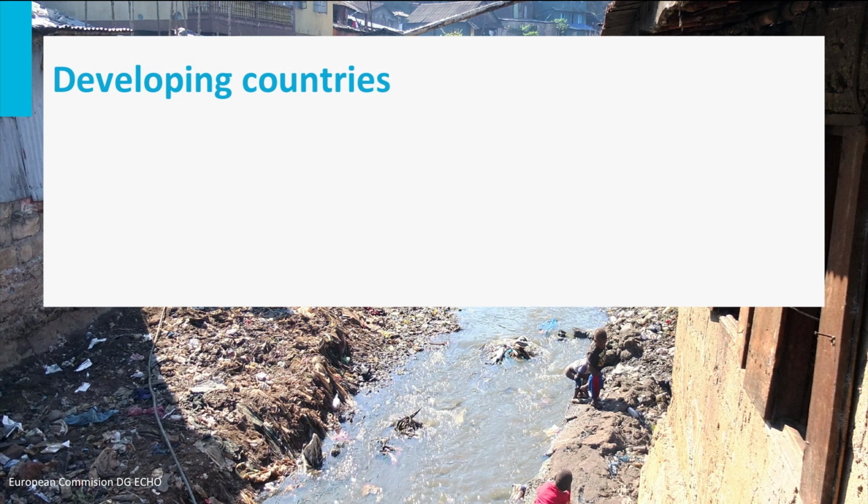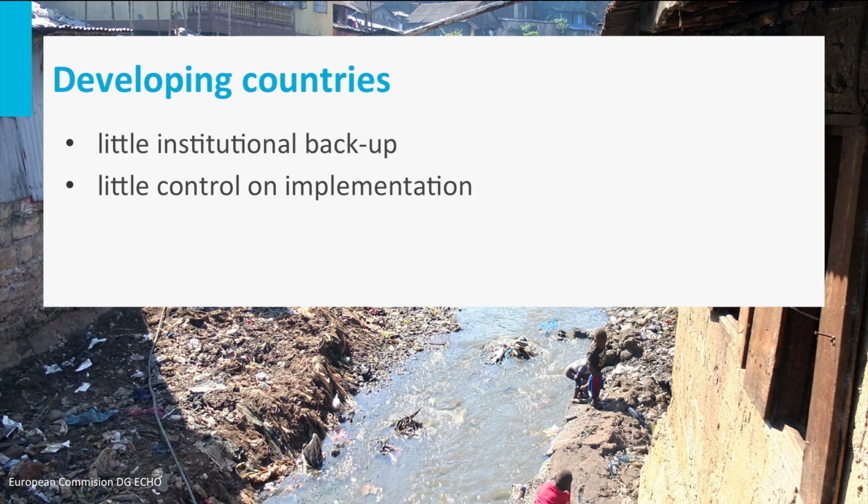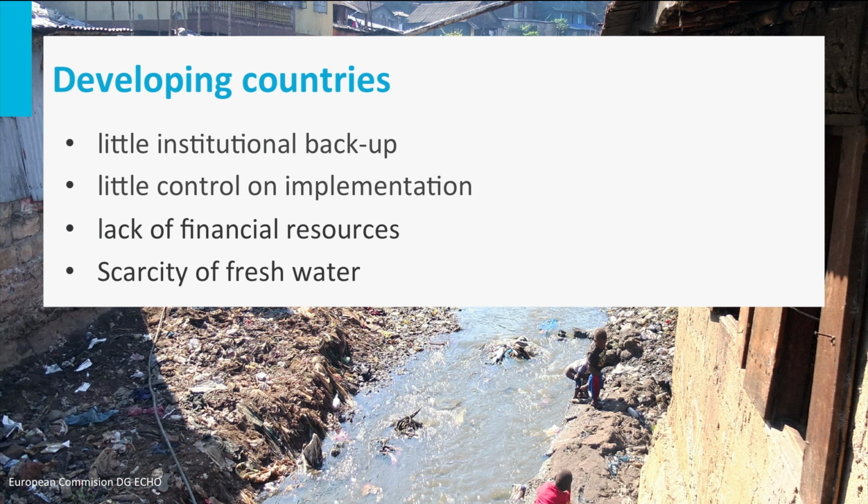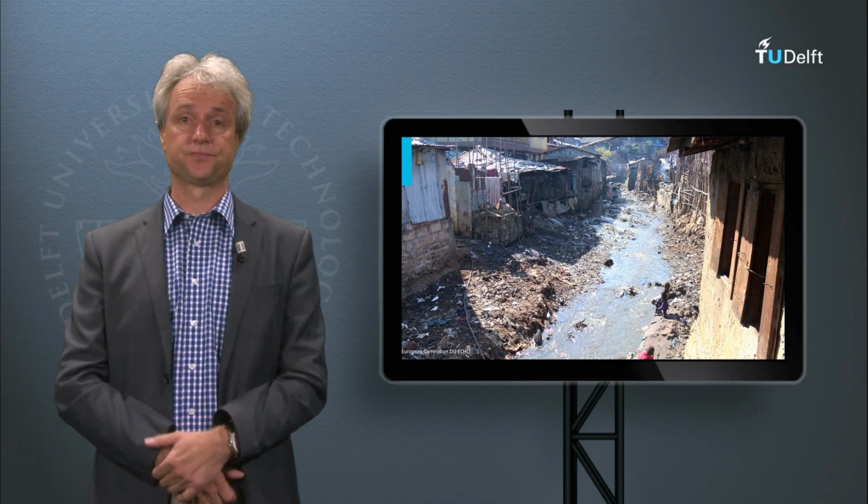How different is the situation in developing countries? Although many countries have similar restrictive laws as the industrial countries, there is little institutional backup and very little control and implementation. In addition, cost recovery is hardly implemented, so there's an extreme lack of financial resources. But needs are high as the scarcely available fresh water resources are more and more threatened.